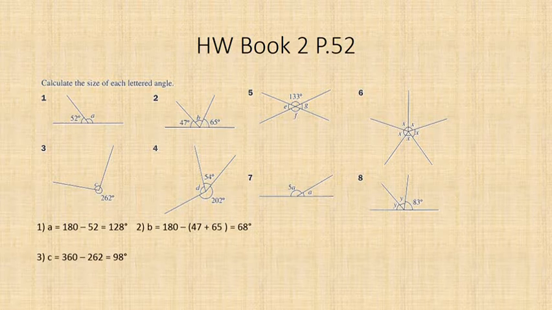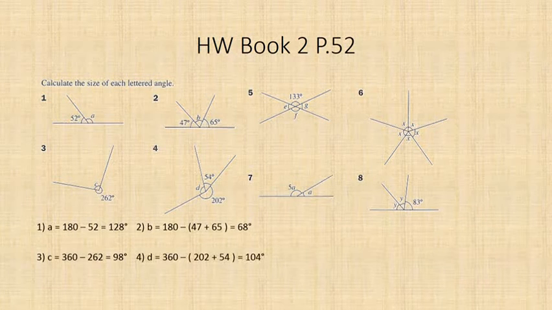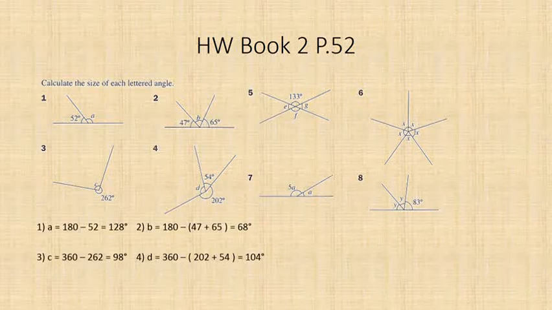And for question 4, here it's 54, here it's 202. I'm adding these two angles, 202 and 54, and subtracting them from 360 to get D. So D equals 104 degrees.